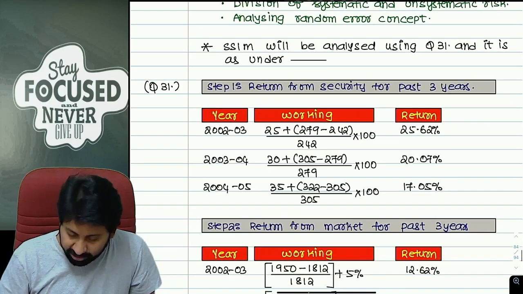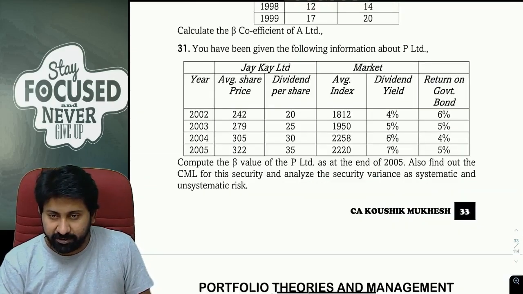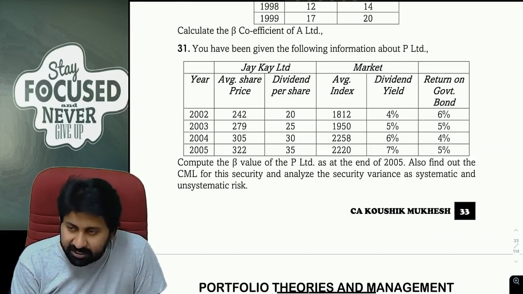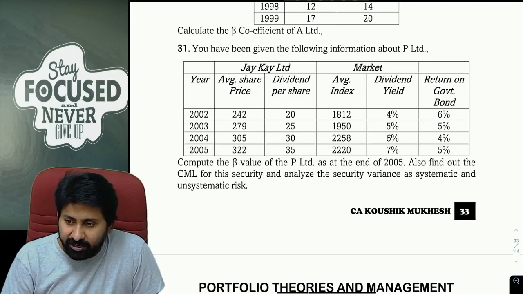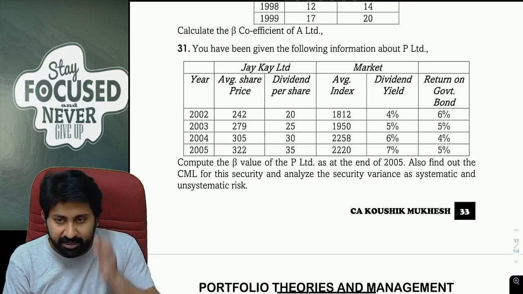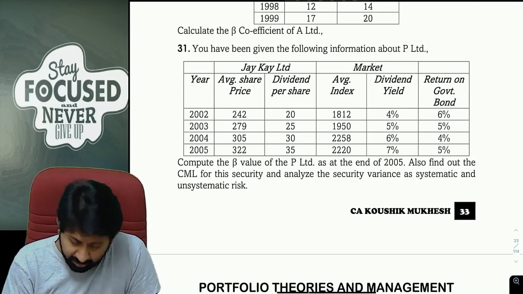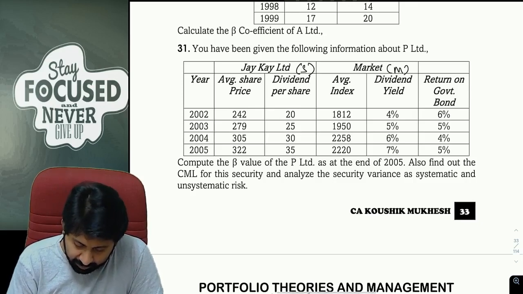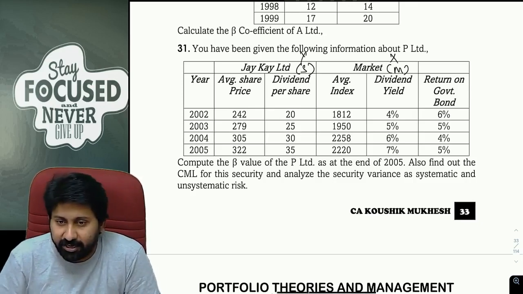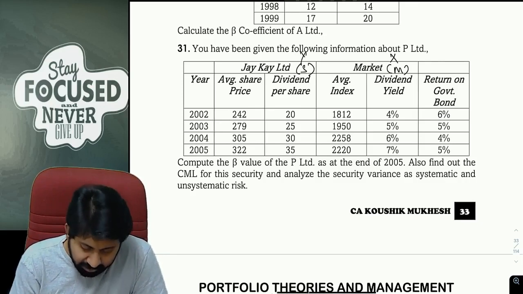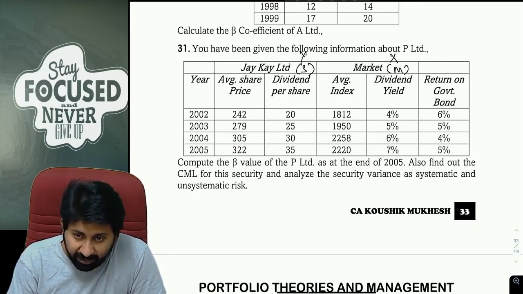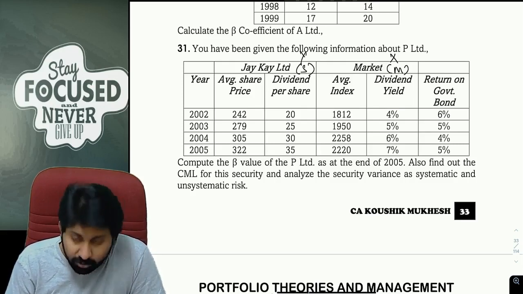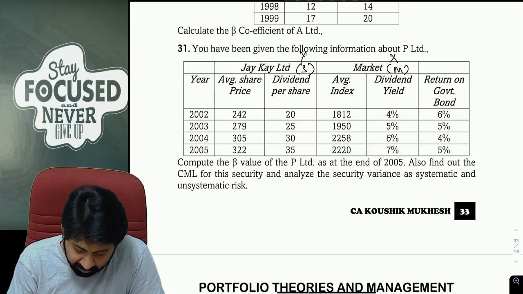Let us start with question number 31. See here, this is question number 31. In the study material also this question is there. Names may change. I am taking it from the past study material. There you used JK Limited. JK Limited is a security, and the market is M, or X, Y, anything you can take. So year 2002, average share price 242. 2003, 279. 2004, 305. 2005, 322. Dividend per share 20, 25, 30, 35.